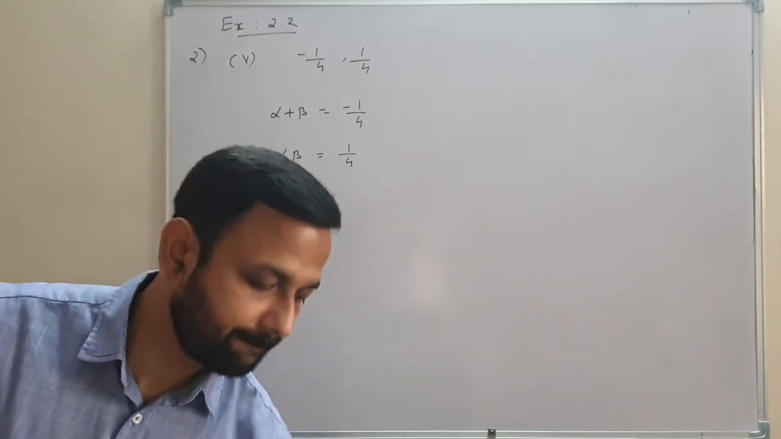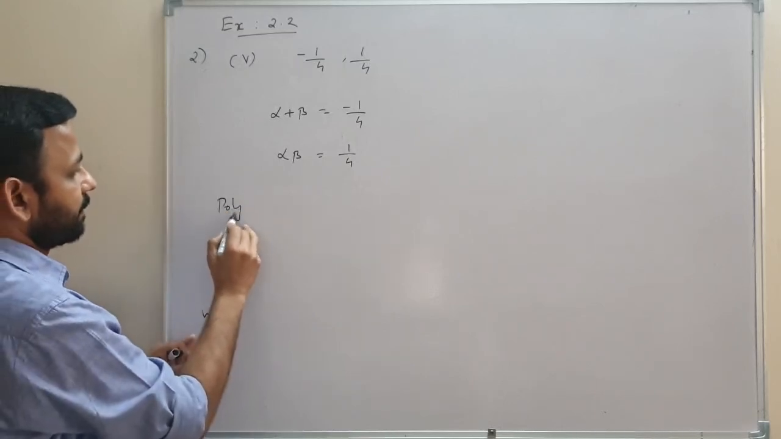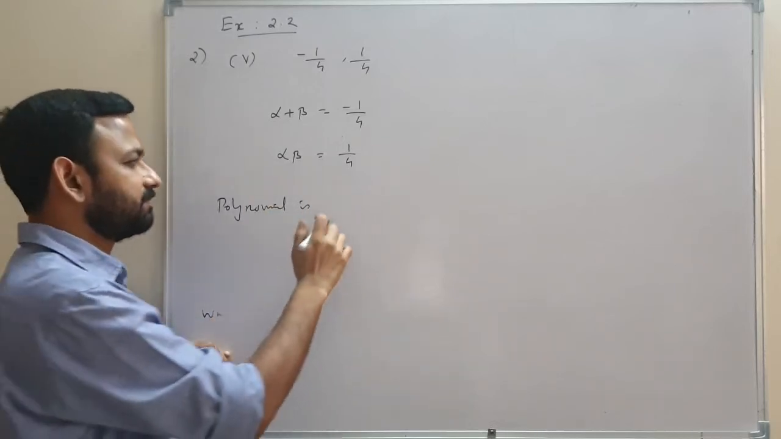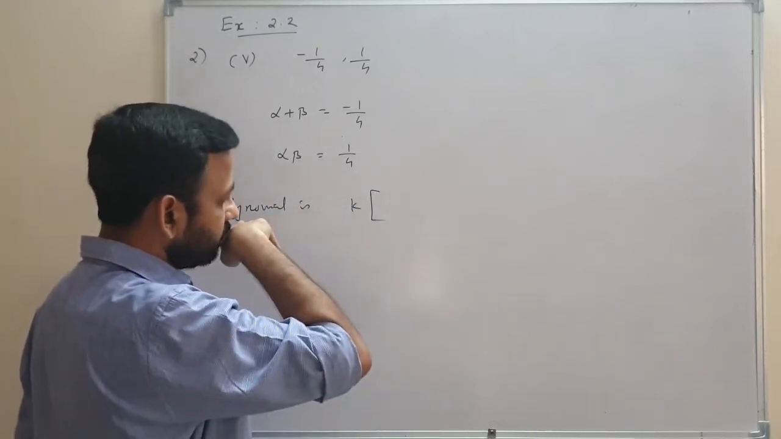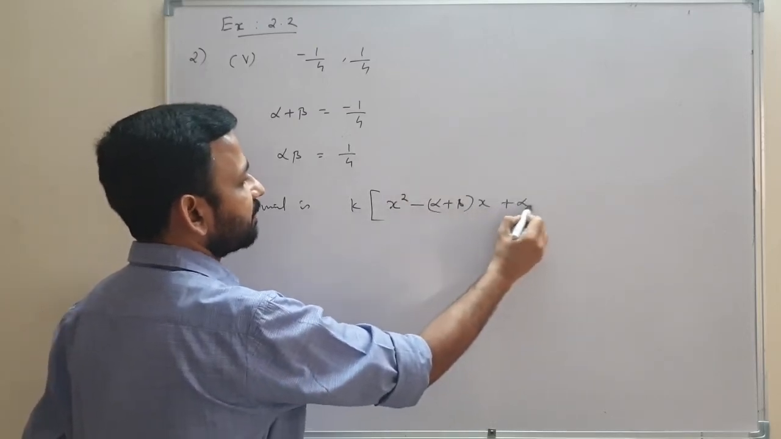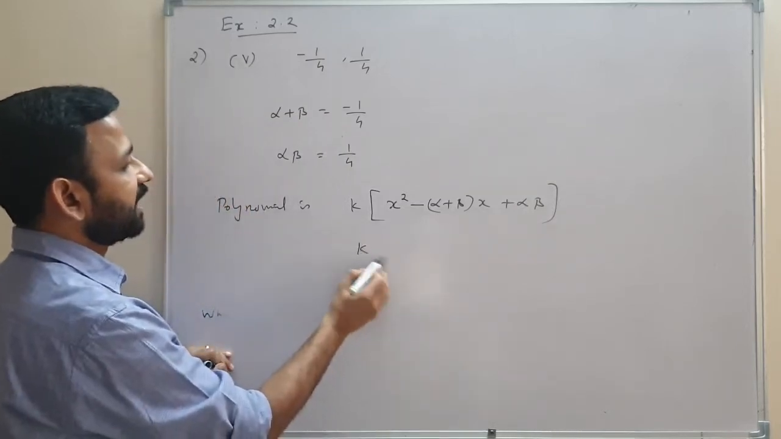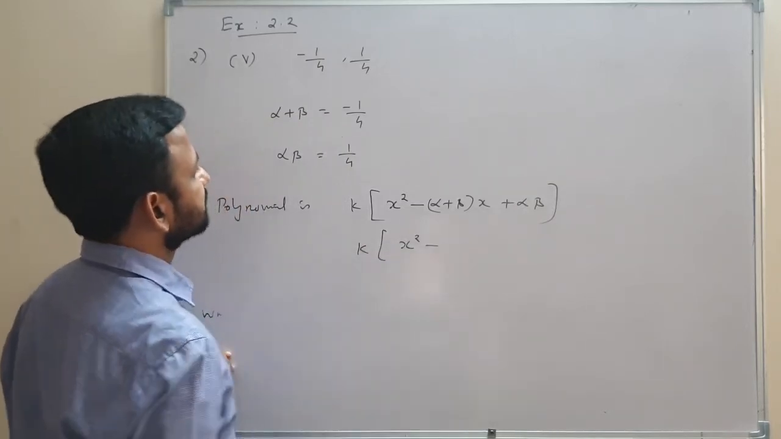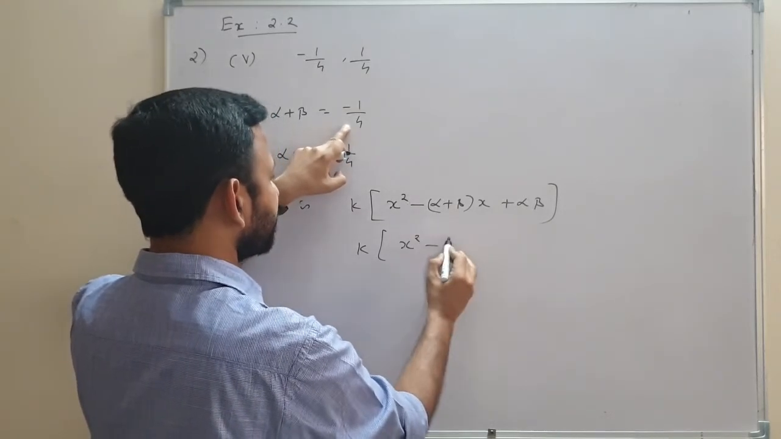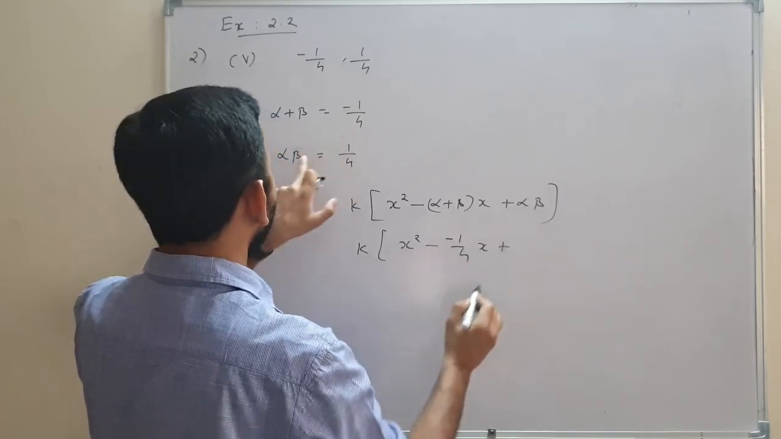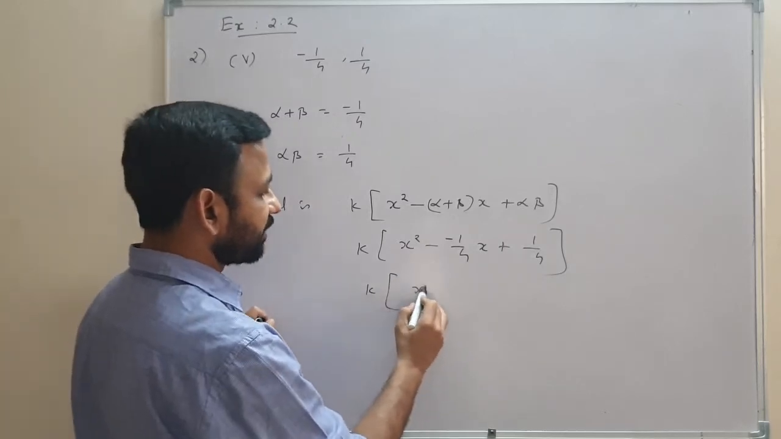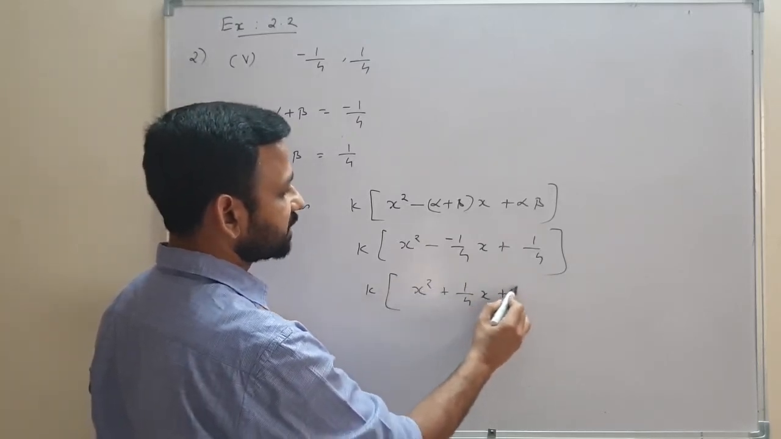Then the polynomial. The polynomial is, if you want, we can write a k. Otherwise, we can avoid it. K into x square minus alpha plus beta into x plus alpha beta. That is k into x square minus alpha plus beta, that is minus 1 by 4. So one minus is already there. Minus 1 by 4 into x plus alpha beta 1 by 4. That is k into x square plus 1 by 4x plus 1 by 4.